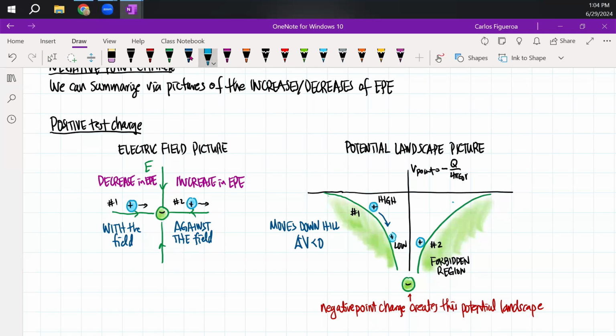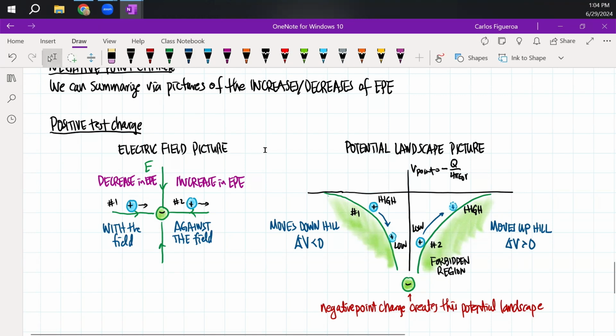Well, what does that look like in this effective picture here? In this effective picture, we're seeing that this guy is moving uphill, and it's now moving from a low to a high, causing an increase in potential. So if I was to write this down, I'm then going to say that this guy moves uphill, which then gives me a positive potential.